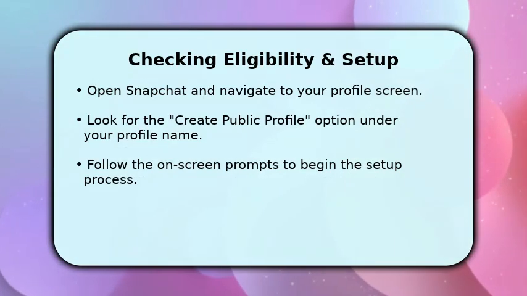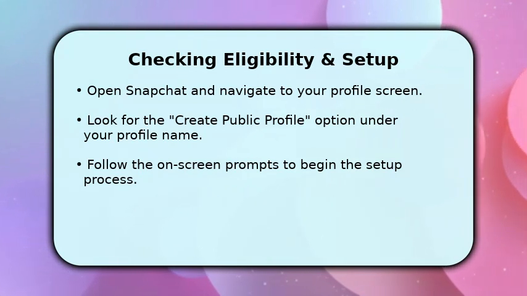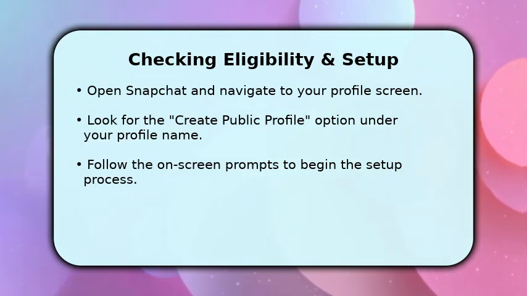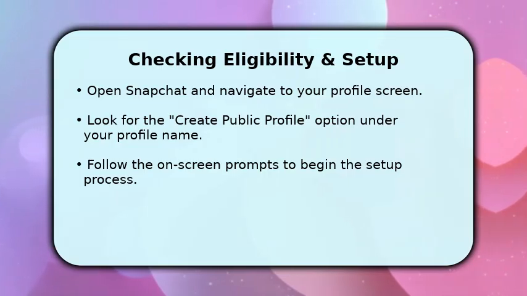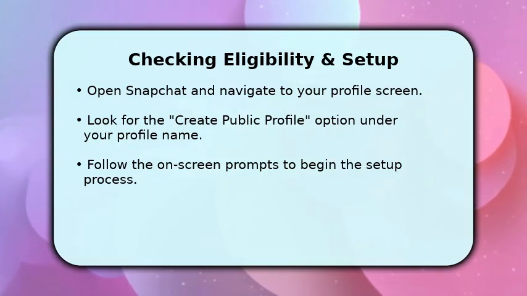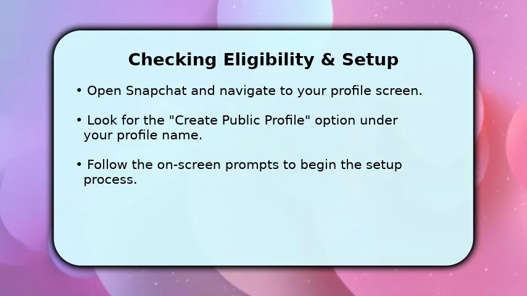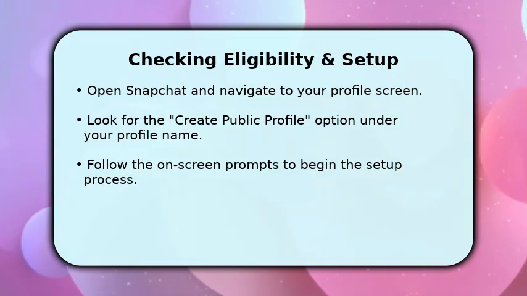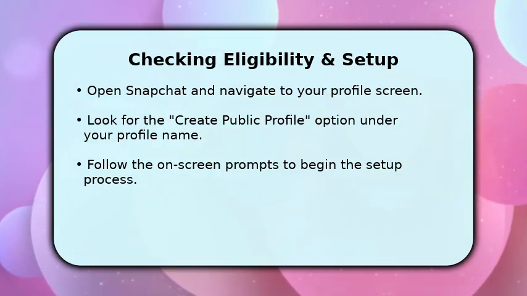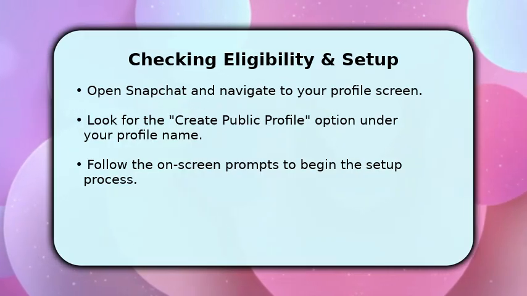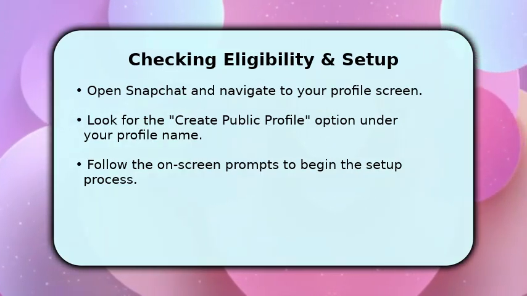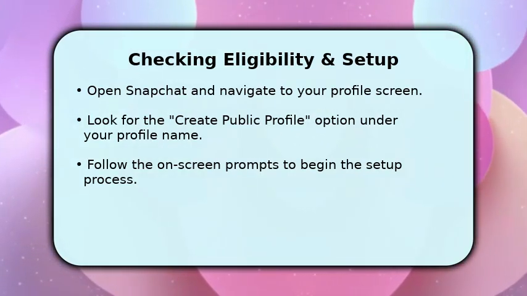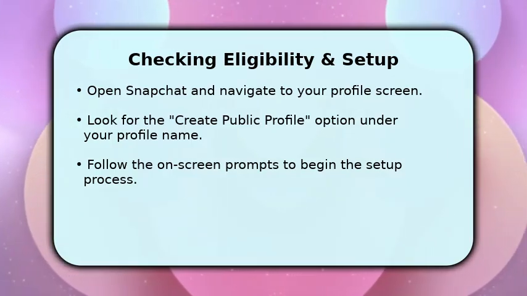To start, open your Snapchat app and tap on your Bitmoji or profile icon in the top left corner. Scroll down your profile screen. You should see an option labeled Create Public Profile right below your name. If you don't see it, you might not meet the eligibility criteria yet. Tap this option and follow the initial on-screen instructions to confirm you want to proceed with creating your public presence.